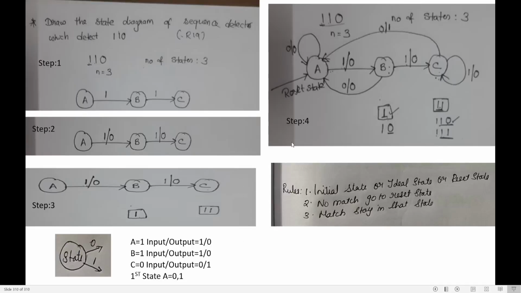Let us look into the next question. Draw the state diagram of sequence detector which detects a sequence 110. This is a very important question. You should understand that this question is asked more than twice in the university papers. It's a most favorite question for the setters always. Only thing is the sequence will change. Here we have taken an example 110 because it is given in the question paper.